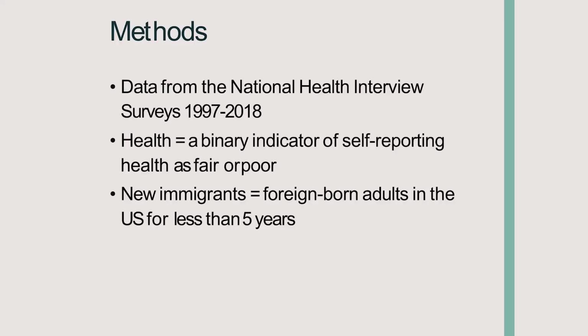And can we explain if there are any age patterns in the initial health advantage with migration intention and with health insurance status? My data are from the National Health Interview Surveys. I measure health as a binary indicator of self-reporting health as fair or poor. This measure would allow me to draw easier comparisons of people across different ages. I define new immigrants as those who have been in the US for less than 5 years, assuming that their health hasn't changed that much since they first moved here.